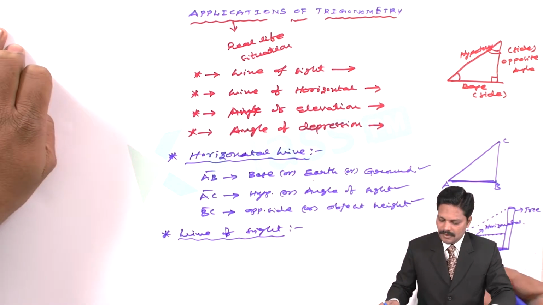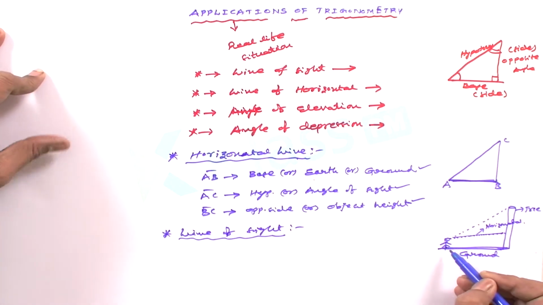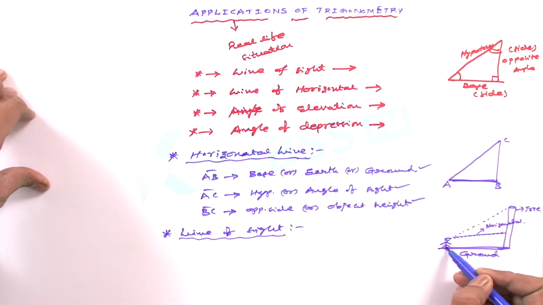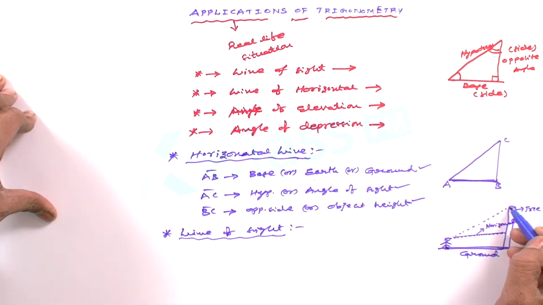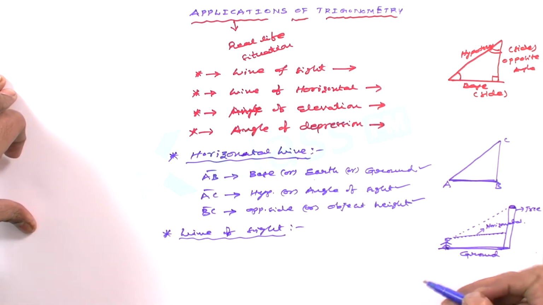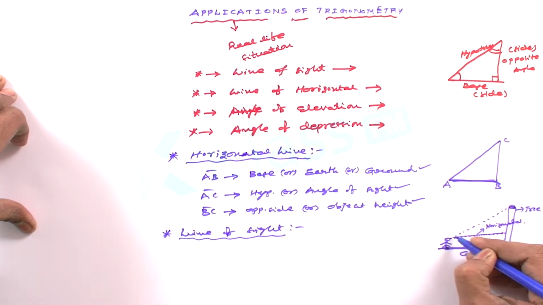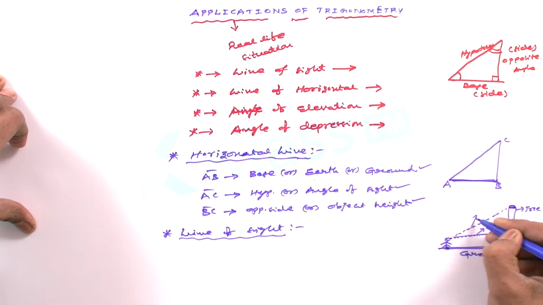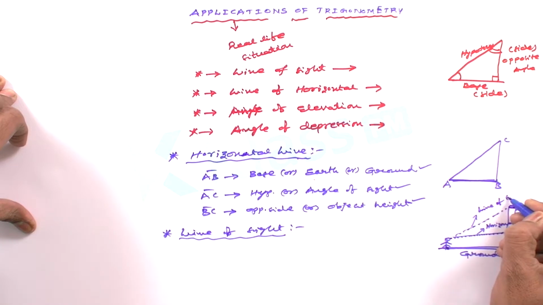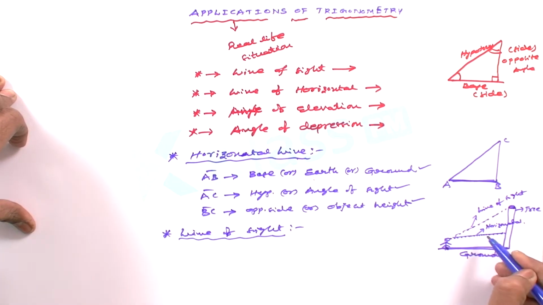How can we define it? He is standing on the ground level or on the earth and watching a particular point of the tree, the object or the tower. The line along which he looks is called the line of sight. This is the line of sight, and this is the horizontal line.